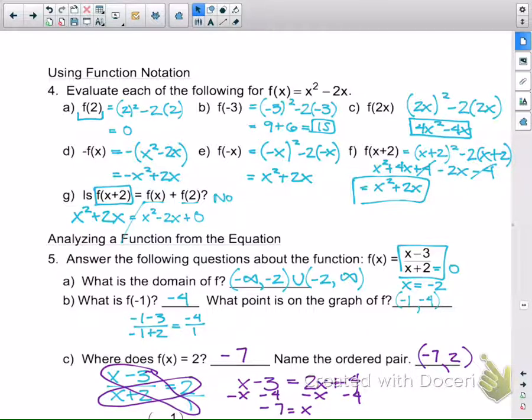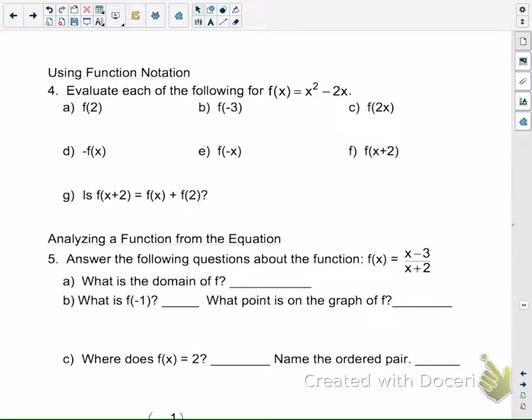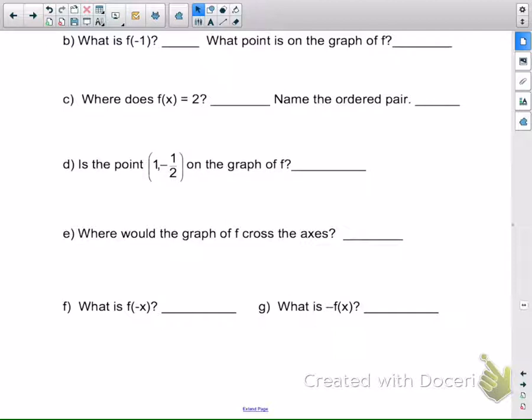In part D, if I want to know, is that point on the graph, what's the best way to find that without a calculator? What can I do with the x value? Plug it in. If it's on the graph, what's going to happen? I'm going to get that y value back out. Take a minute and try that on your paper, and then we'll move on from there.